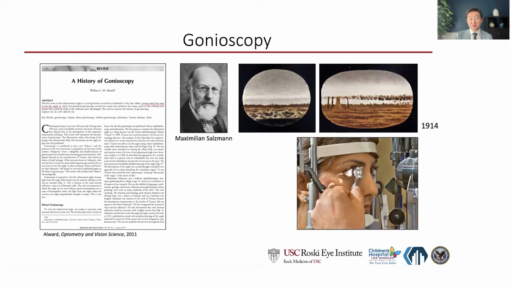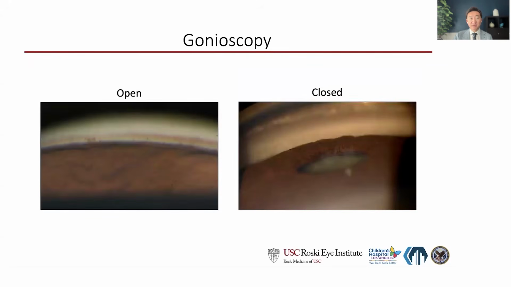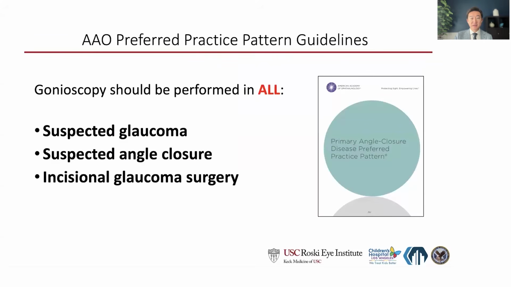It is still performed at the slit lamp and is a crucial part of the glaucoma evaluation. The key determination when performing gonioscopy is to identify whether an angle is open or closed. This is the first fork in the decision tree when we are evaluating our glaucoma patients and coming up with a care plan for them.